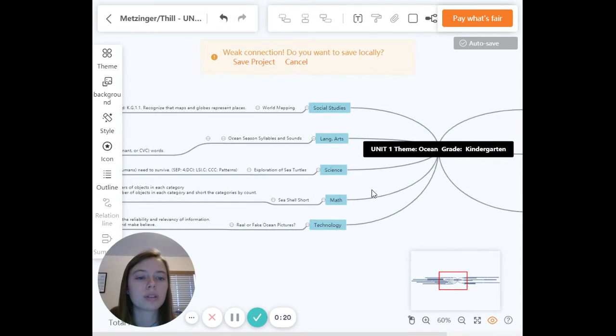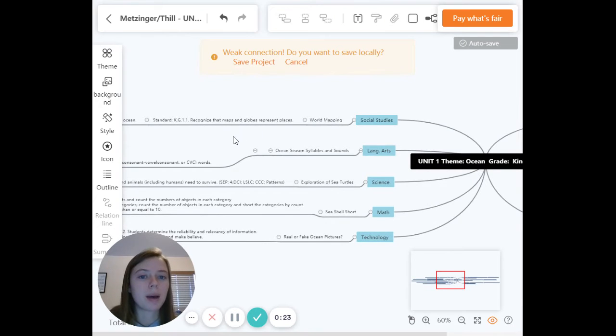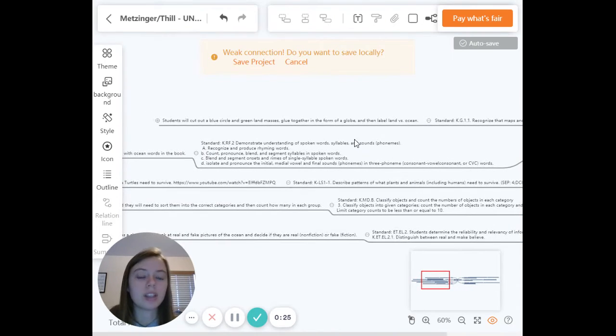So first off, for my social studies lesson, the title is World Mapping, and in this activity, the students will cut out a blue circle, and we will cut out land masses in green. Then we'll have the students glue the green onto the blue and talk about how the blue represents oceans and how the green represents land masses and countries, and just talk about where we live and where dolphins and sharks and all those live, and then we'll label what is an ocean and what is a landmass.